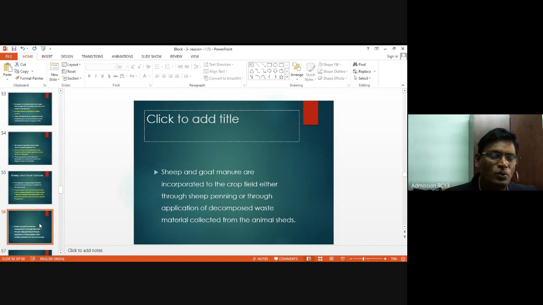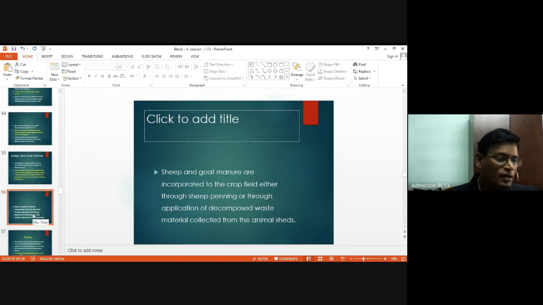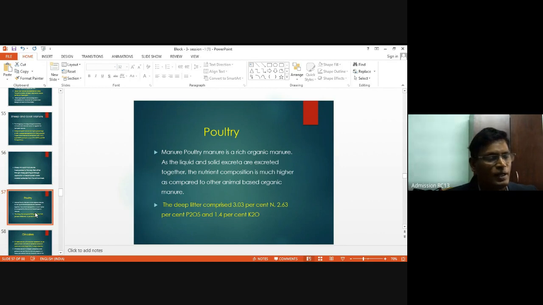So what they'll do, what we understood, is that this manure or waste is collected from farms, and can be decomposed and used for the growth of the plant as manure. Whereas in the case of poultry, the poultry manure is rich in organic manure.